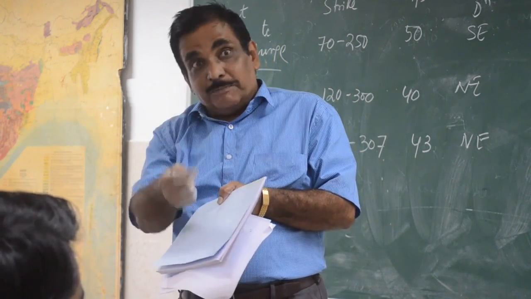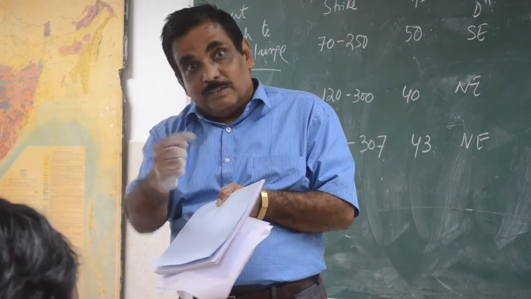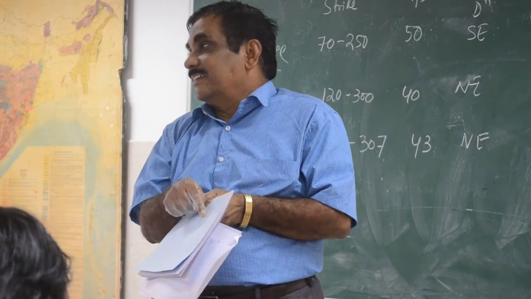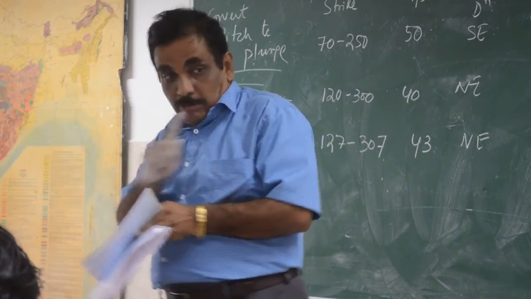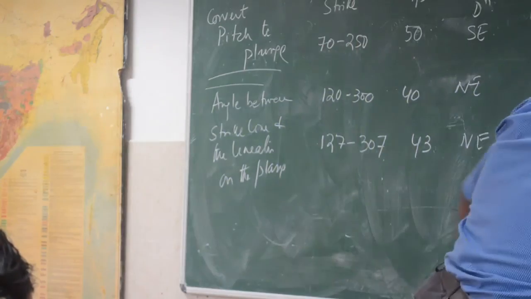So that vertical plane has a strike, horizontal. With that, how much is it inclined? That is your plunge. Understood? Plunge. I will draw it so that it is clear. Yes, sir.